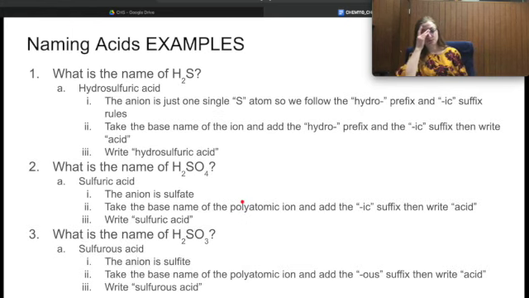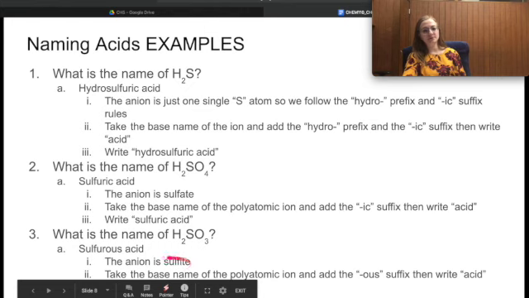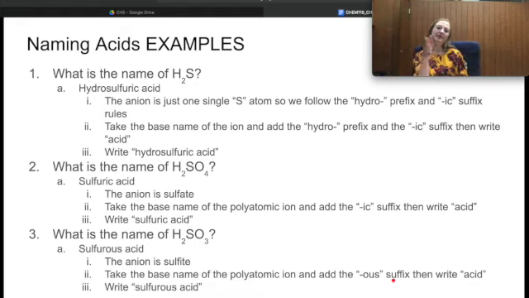So again, we see that the anion is sulfate. We have the base name of the polyatomic ion, add the OUS ending, so this would be sulfurous acid. Sulfurous acid. Sulfur's got kind of a weird base name thing going on there, but sulfurous acid.